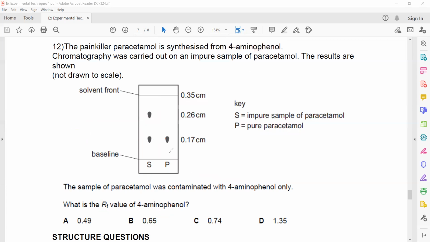And they mention that this sample contained paracetamol as well as 4-aminophenol. So this is the spot of 4-aminophenol. Is it clear? Any doubt in MCQs till now? Is it clear to everyone? The first 12 MCQs.